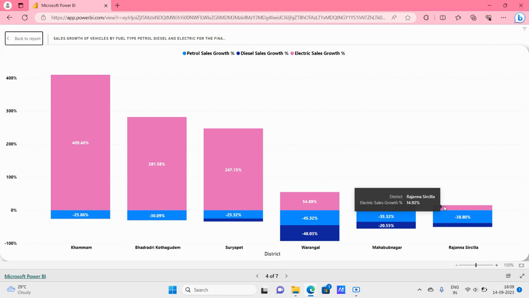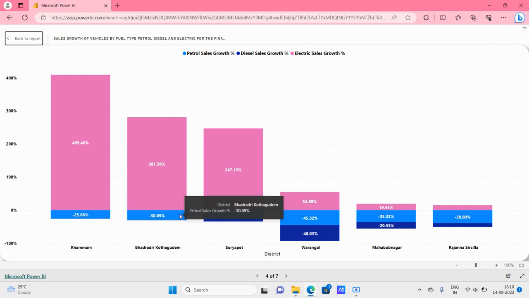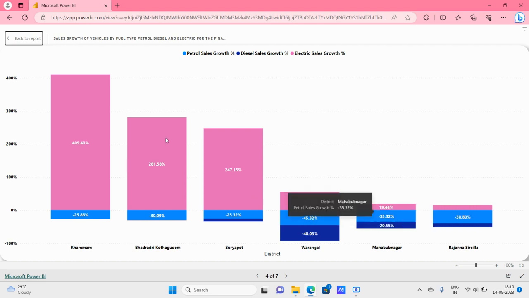But in the case of other vehicle sales, we can see there is negative growth. Here we can see the district petrol sales growth is negative. Also here, the petrol sales growth is negative. Here, in the last three districts, all the petrol sales growth figures are negative.